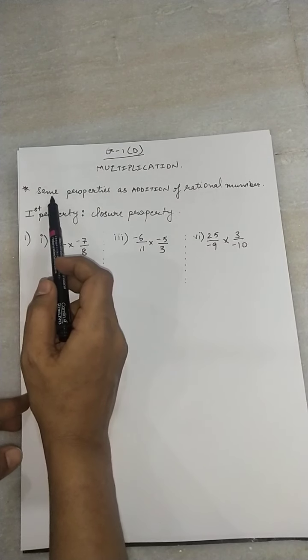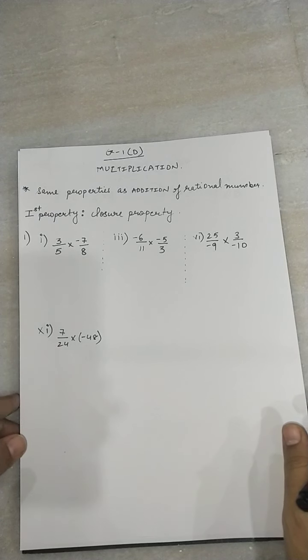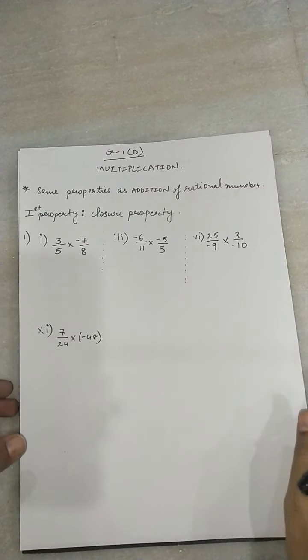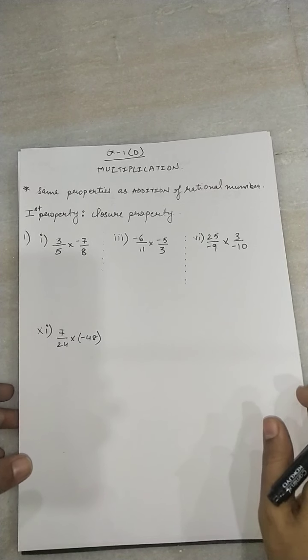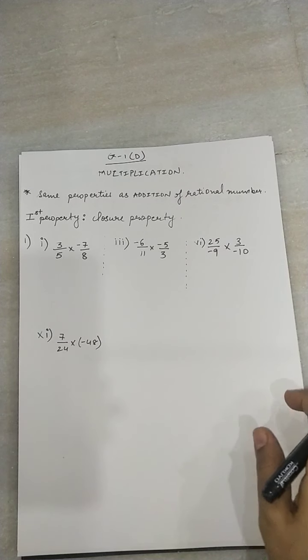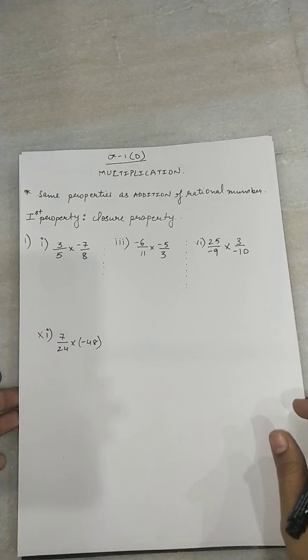If you can read, I have written that it possesses the same properties as addition of rational numbers. If you remember the properties of addition of rational numbers, it's okay. If you don't, I'll surely revise for you and then you'll be able to do the sums related to it. So I'll start with the very first property, that is closure property.